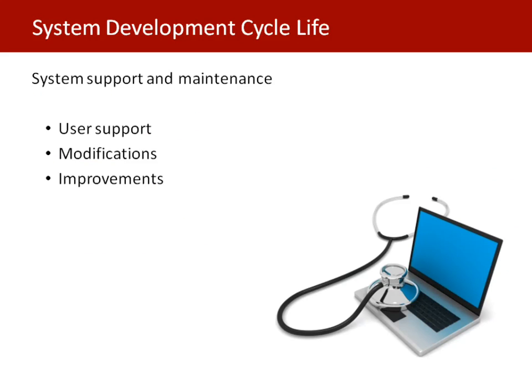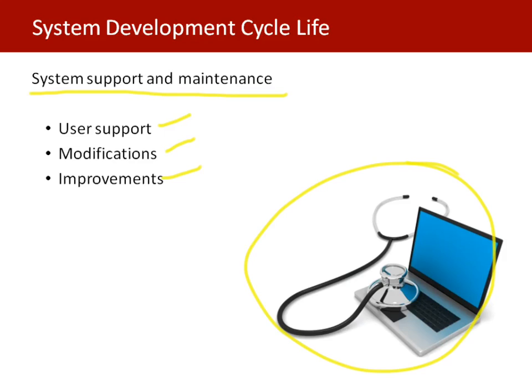The next and last phase in the cycle is the system support and maintenance. That means that users are going to be needing some support. They're going to be needed for some modifications and improvements on the system. And the idea is that during that life cycle, at the end of that phase, you are left with a system that meets the needs of the project.